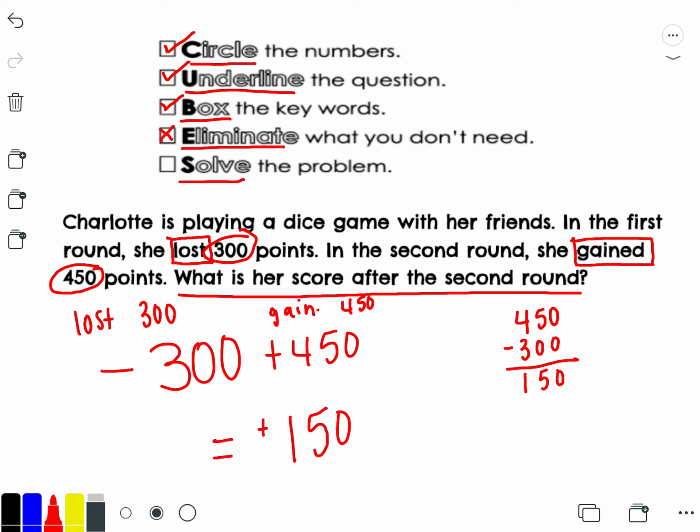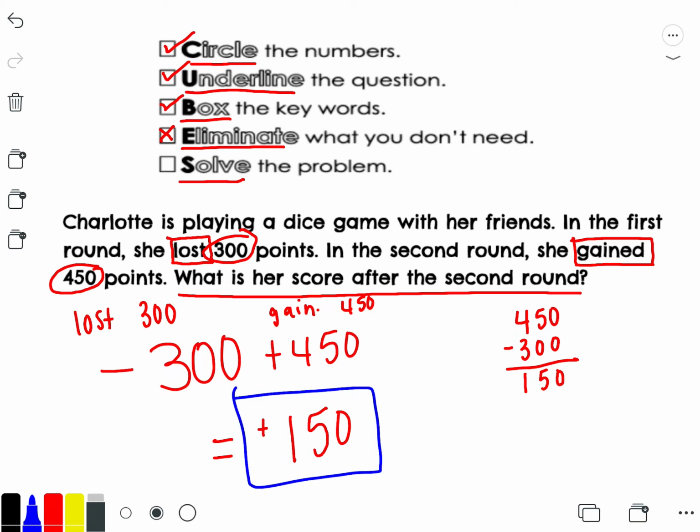So that means her score after the second round is 150 points. So Charlotte lost 300 points, then she gained 450 points. So when she lost, she was in the negative 300, but then she gained 450 points back. So that means she was able to actually have a total of 150 points. So that's a positive. All right, good job. So we solved that first one, and it does make sense. Charlotte has 150 points after the second round.